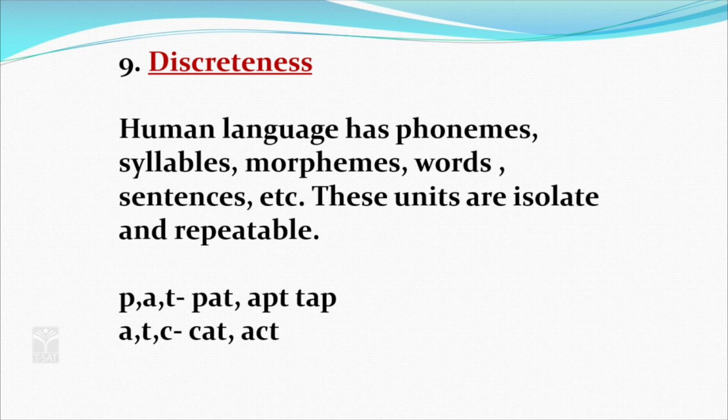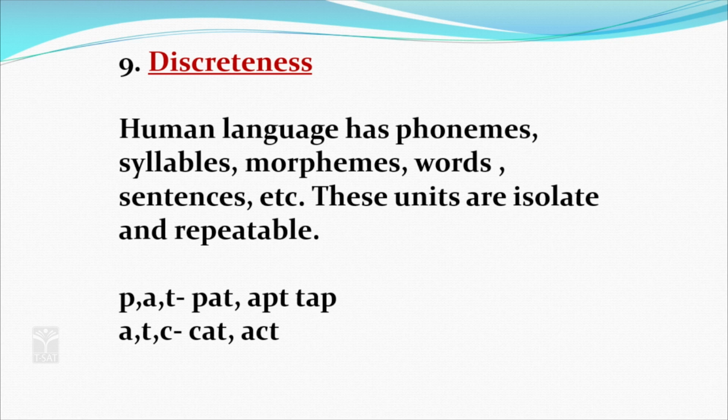So human languages are made of small units that constitute larger units. Human languages have phonemes, syllables, morphemes, words, sentences, etc. These units are isolate as well as repeatable. So p, a and t: the same elements are found in words pat, apt and tap. Similarly, the letters a, t, c are found in words like cat and act.